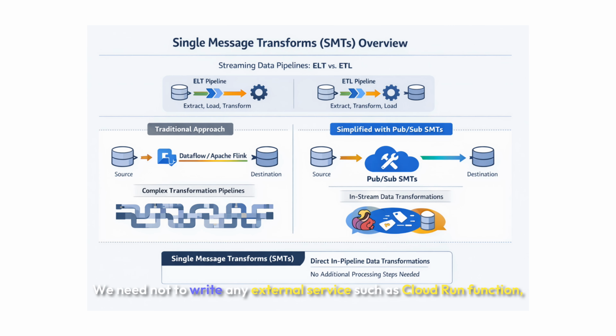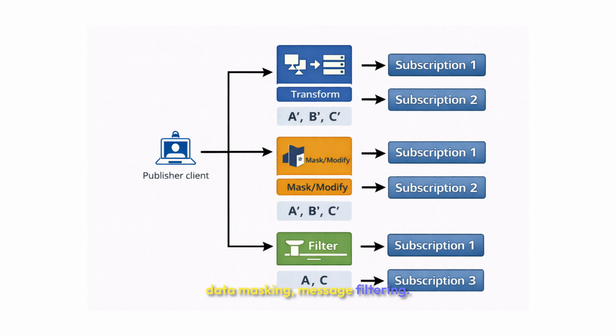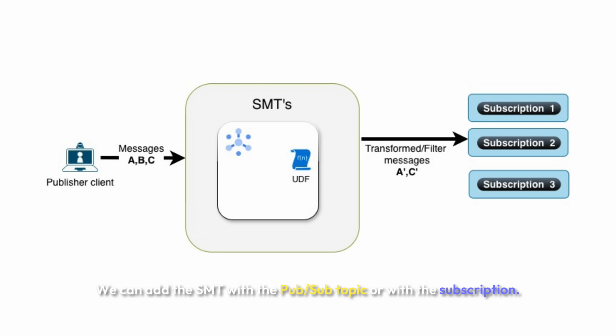We need not write any external service such as a Cloud Run function, Dataflow, etc. We can do it within GCP Pub/Sub itself. SMTs can be added for simple data transformation, data masking, and message filtering. We can add the SMT with the Pub/Sub topic or with the subscription.